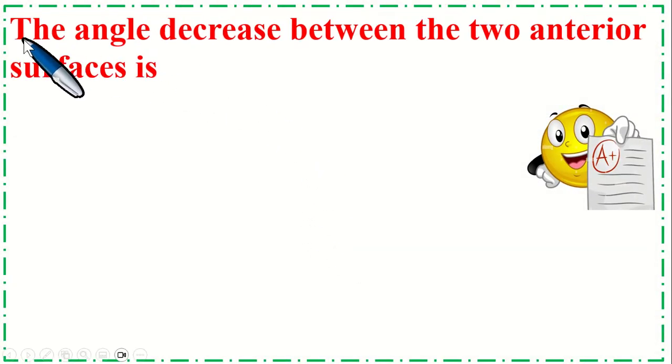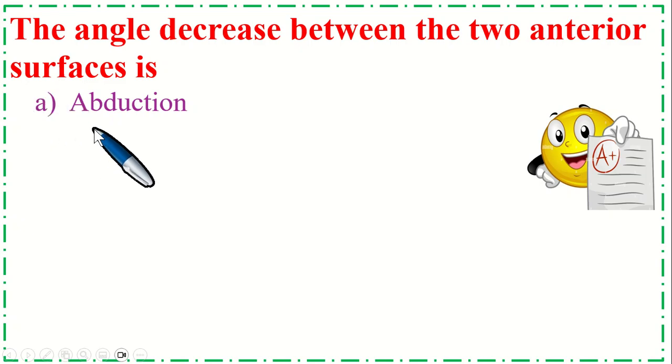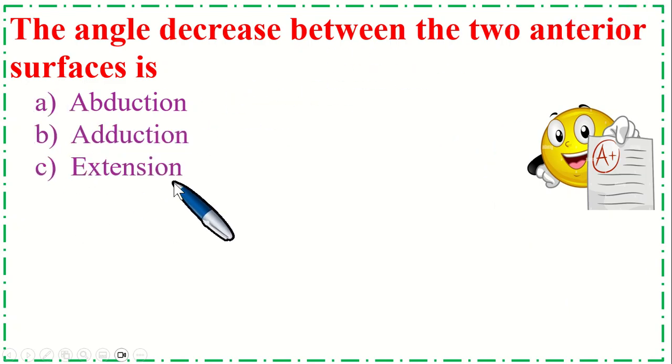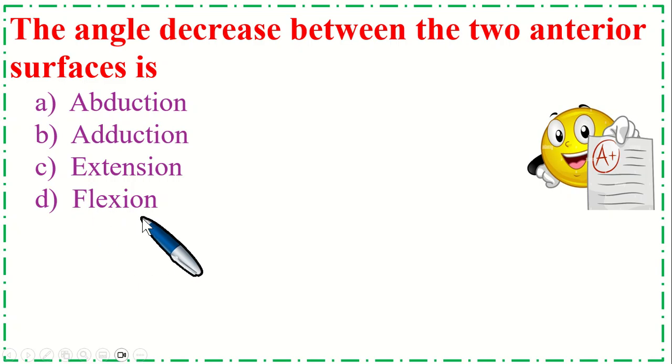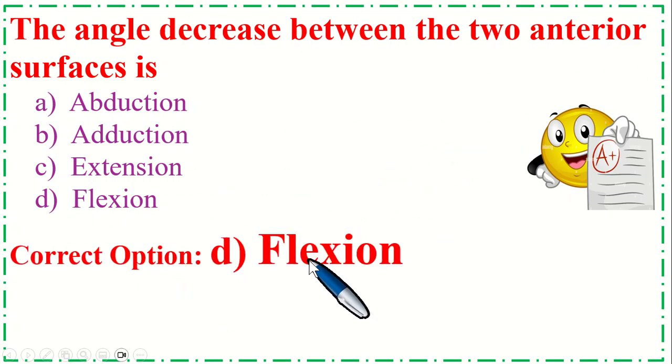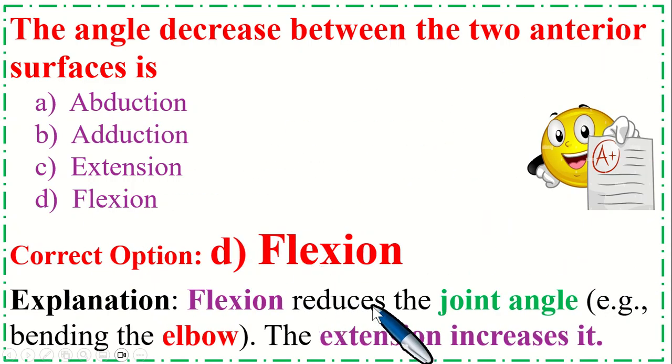So this is very important MCQs. The angle decreases between the two anterior surfaces is option A abduction, B adduction, C extension, and option D flexion. So the correct option is D, flexion. Flexion reduces the joint angle, for example, bending the elbow, and extension increases it.